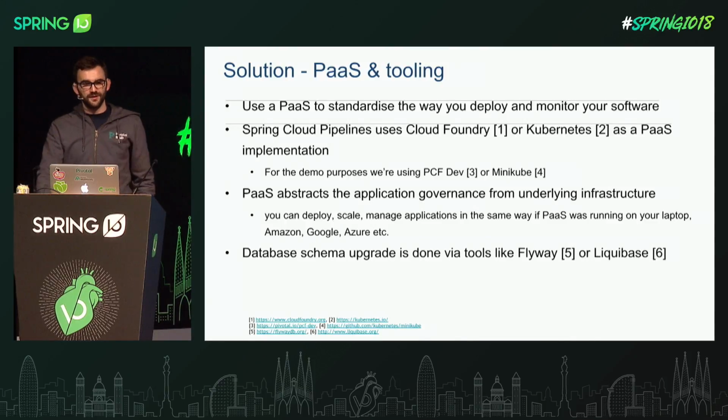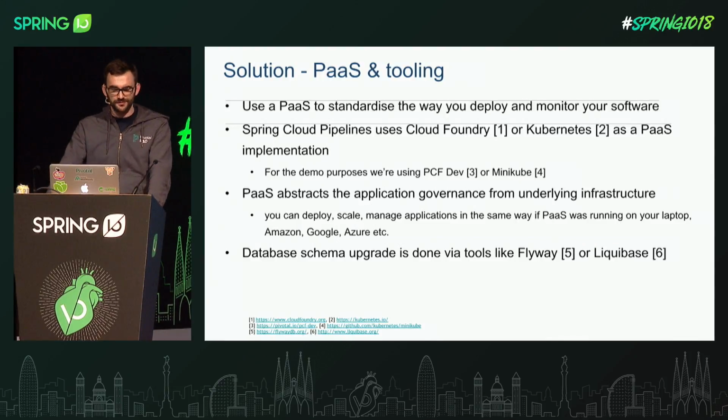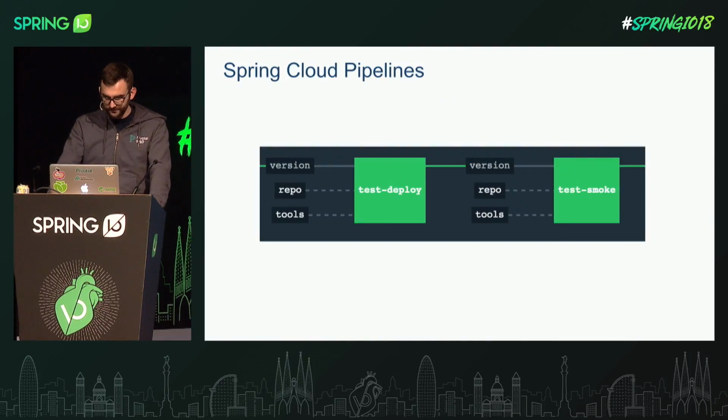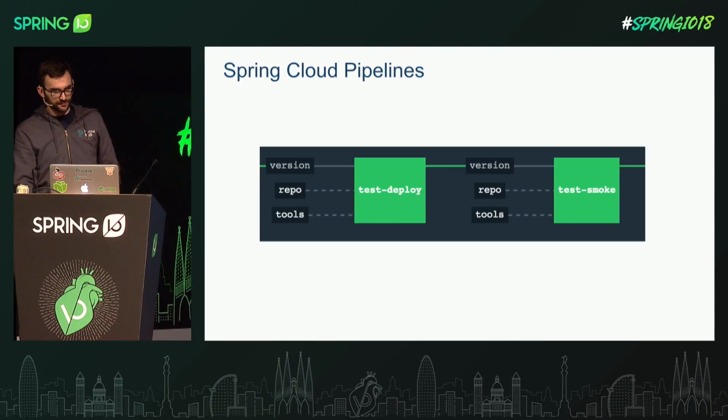And if you are right now versioning your schema not in an automated way, you should definitely check tools like Flyway or Liquibase that allow you to do so. In an automated fashion, you can upgrade the schema, and when your app starts, it can upgrade the schema of the database that it's connecting to. And we're going to be playing around with Flyway today. So let's focus on test deploy and test smoke.